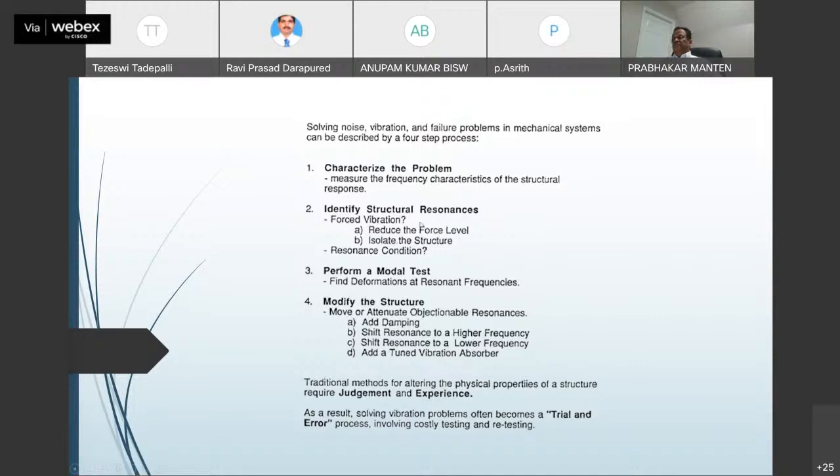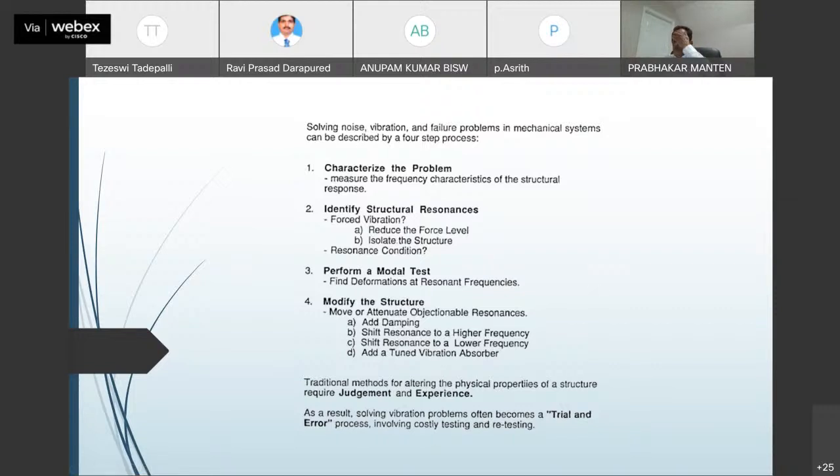Is it because of a forced vibration coming from outside? If it is, usually there will be some forcing, like motors, so first reduce the force level or isolate the structure. But if neither of them is the cause, and we suspect that resonant conditions are taking place, then you have to perform a modal test to find the deformations at the resonant frequencies.